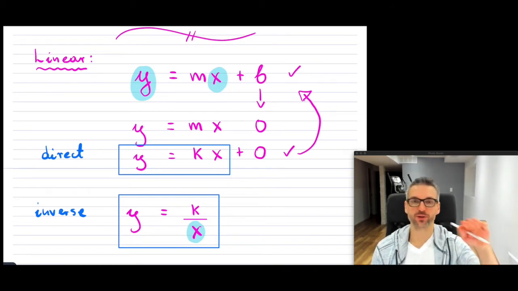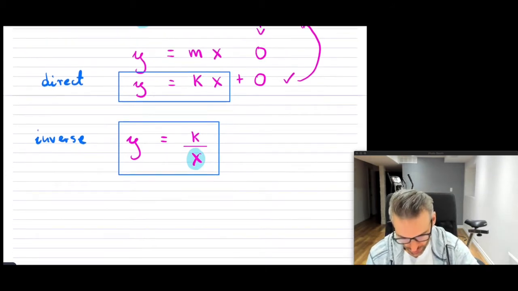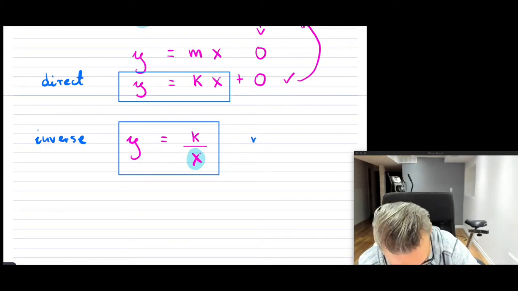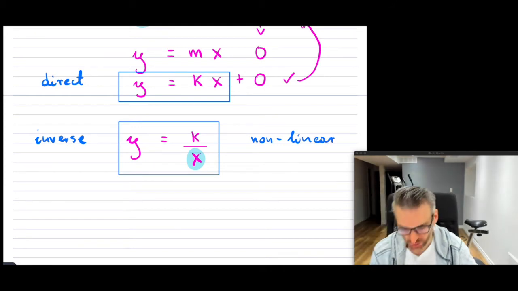So linear means it's a line. Well, an inverse does not look like that at all because the x is in the denominator. So inverse, right away, this relationship is non-linear. So that's something that you can think about.